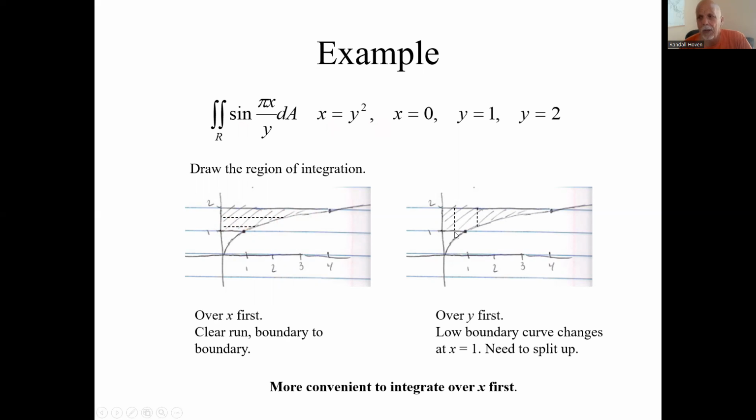If I integrate over y first, the boundaries change. From x equals 0 to 1, y would go from 1 to 2. Once x goes from 1 and up, the lower boundary is y equals the square root of x. So you'd probably, in this case, like to integrate over x first. Sometimes it depends on your integrand. But in this case, the integrand is easier to do if you do it over x first as well.